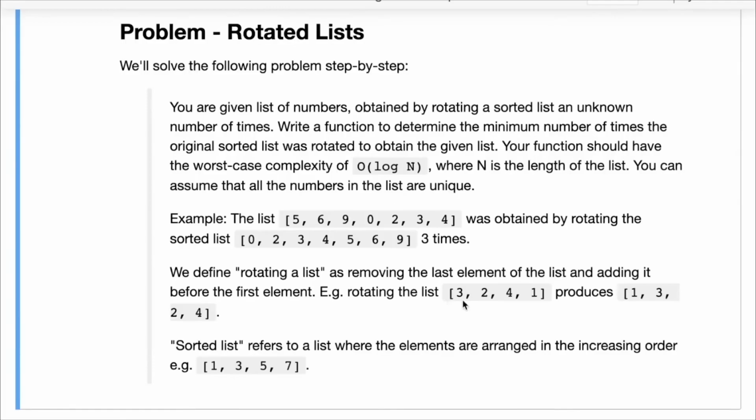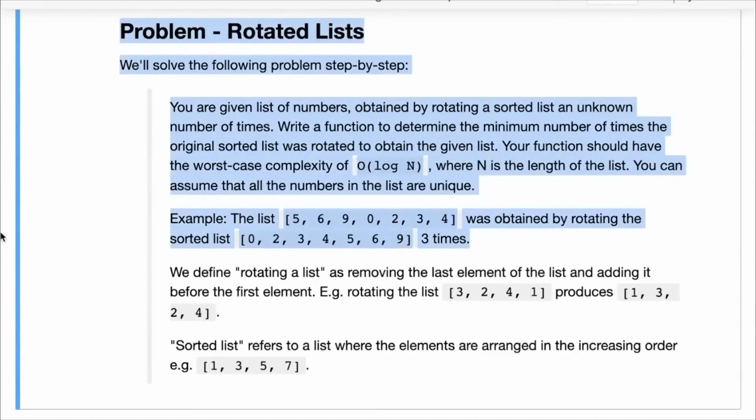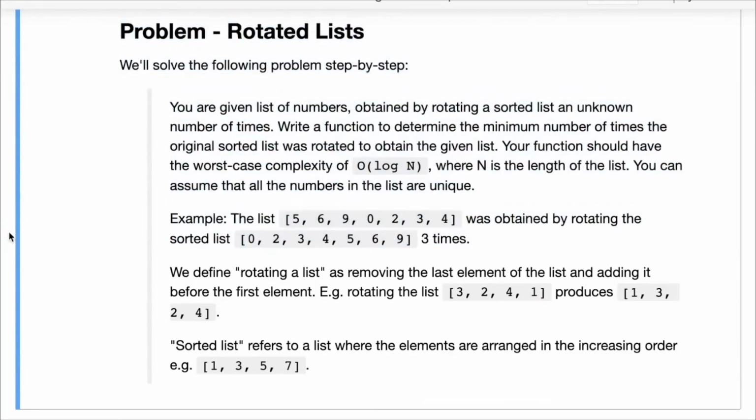For instance, rotating the list 3241 leads to removal of the last number and then placing it at the very beginning. So you end up with the list 1324. This is a new operation that we are defining. This is not something standard, but you will find that a lot of problems will define new terms or new operations so that it becomes easier for you to understand the problem. So that's rotating a list.